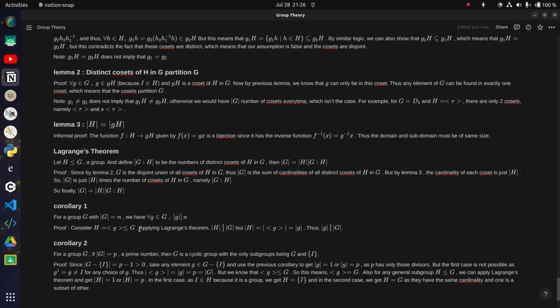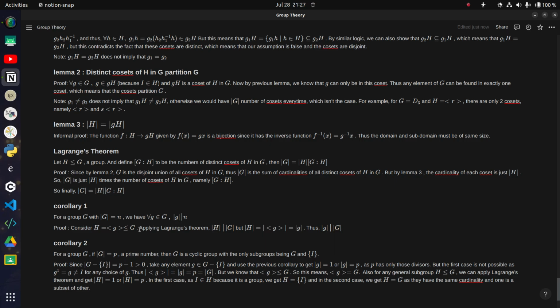The first corollary is that for a group G with cardinality n, sorry, not the order, the cardinality n, we have that for all elements small g belonging to capital G, the order of these elements divides n. And this is for every group, not just cyclic groups, not just some special case, every single group.